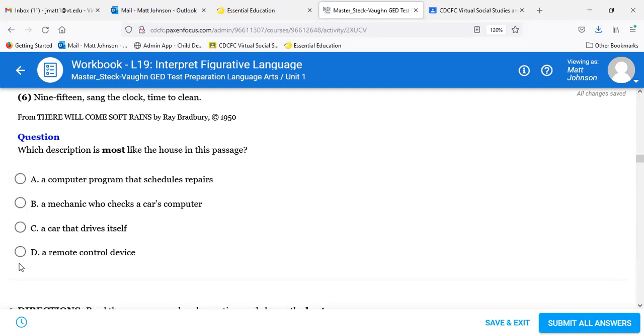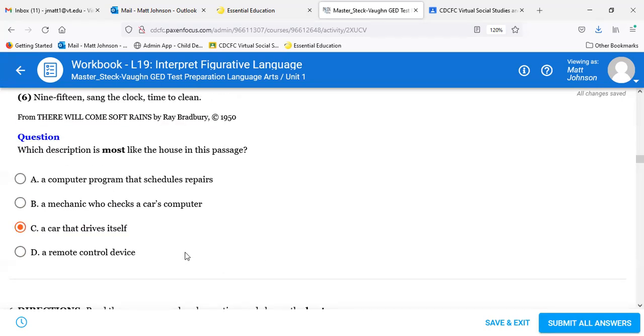C. A lot of automation, right? There's a lot of things happening on its own, just like a car driving itself. So C, a car that drives itself. Of course, we do have some self-driving cars today. Still, the jury's out on how soon before we're all going to be driving them. They get into some trouble every once in a while.